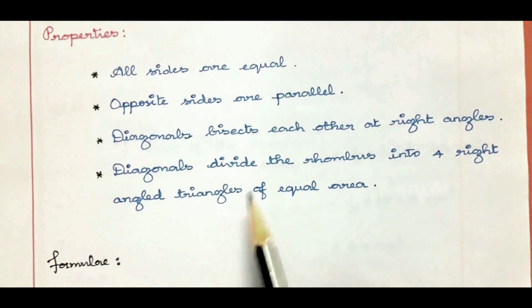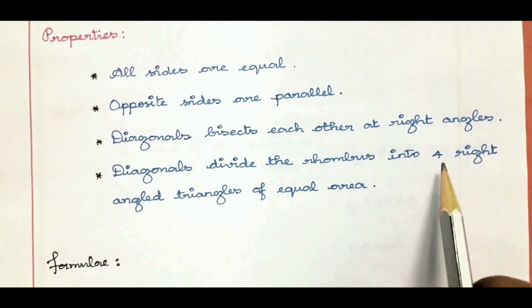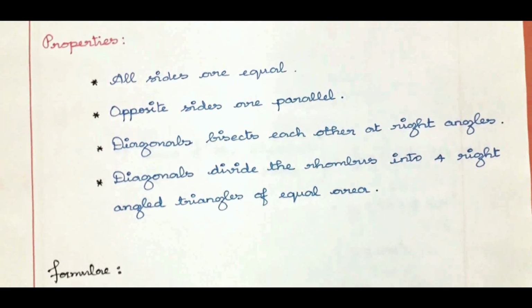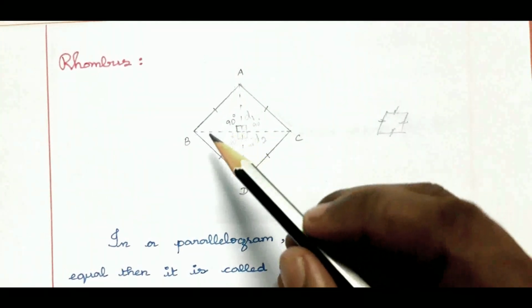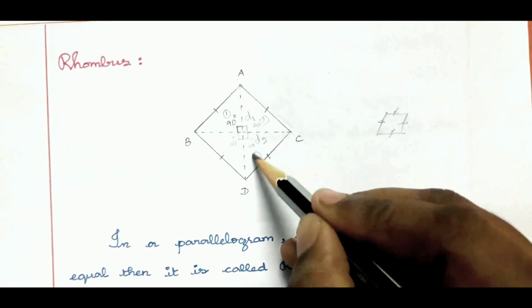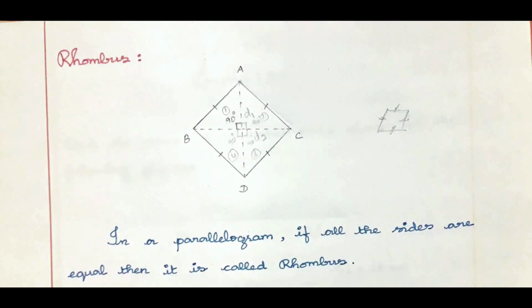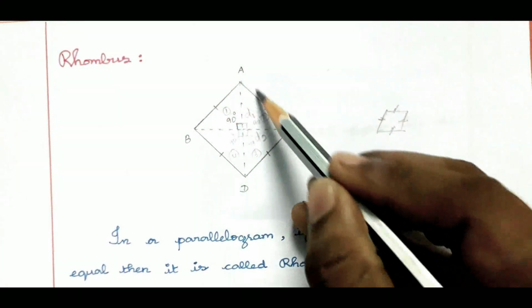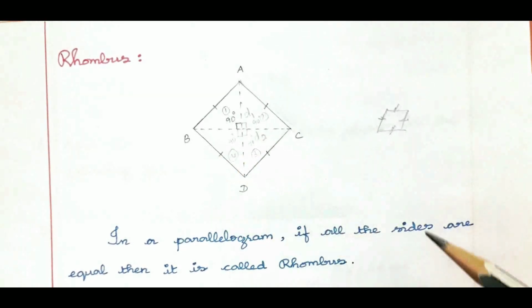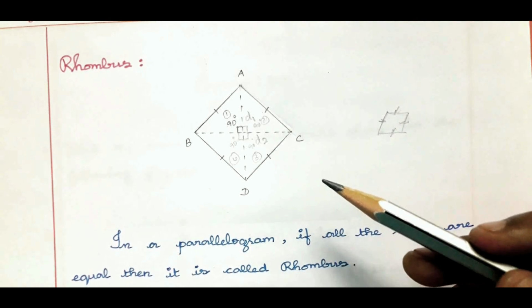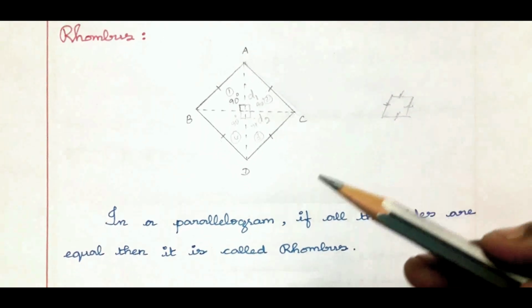Next, the fourth property: diagonals divide the rhombus into four right-angled triangles of equal area. When you check here, you will be clear that the four triangles, 1, 2, 3 and 4, are right-angled triangles of equal area. So the diagonals divide the rhombus into four right-angled triangles of equal area. Clear? These are the properties of the rhombus.